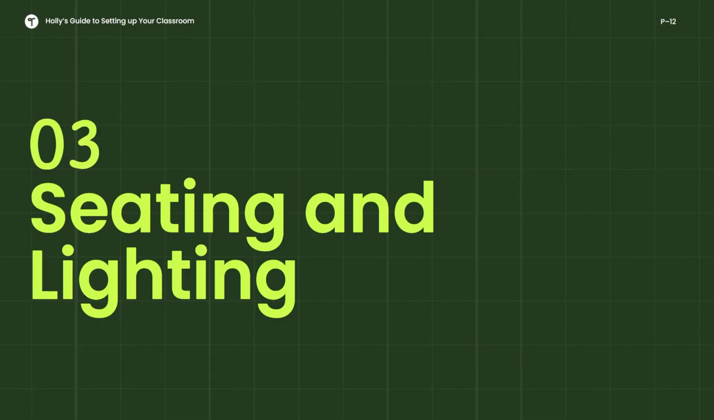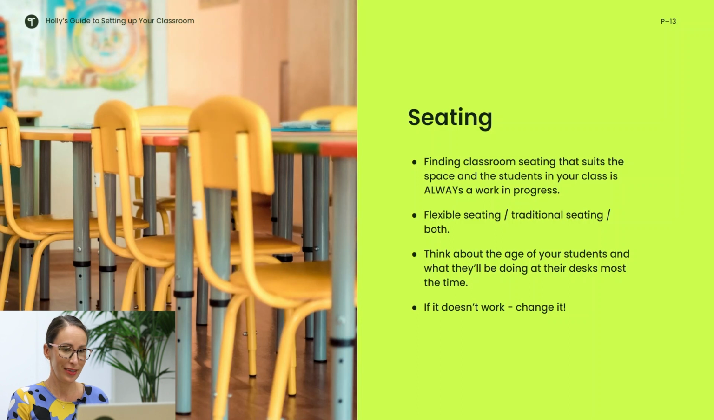All right. So we've covered the plan, we've drawn the plan of how we want our classroom to be set up. We've thought about our teacher station and how that's going to be set up and how that's going to help with the day-to-day running of the classroom. Now let's look at seating and lighting. Seating and lighting is super, super crucial, and I'm going to go over seating first.